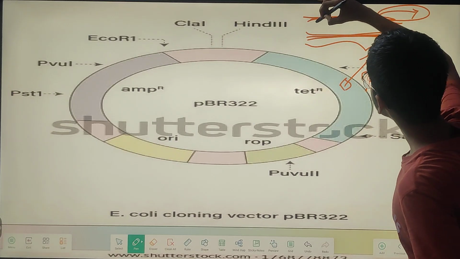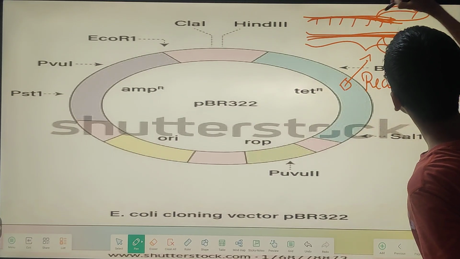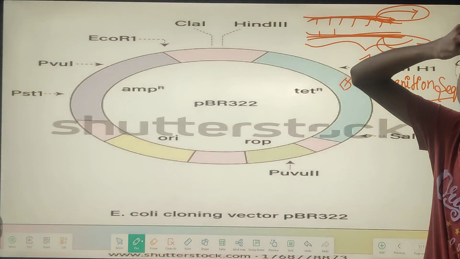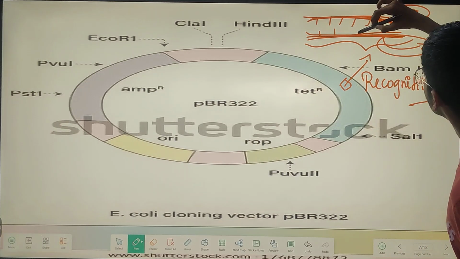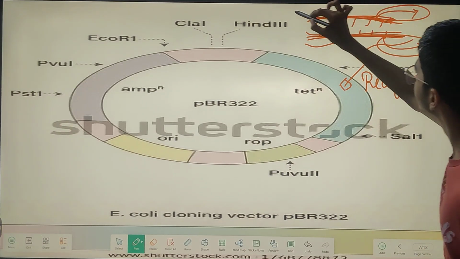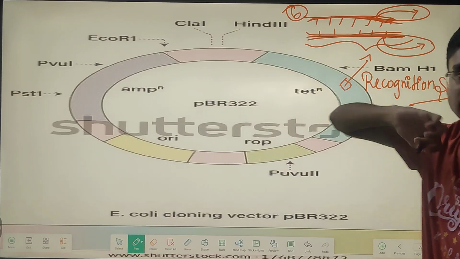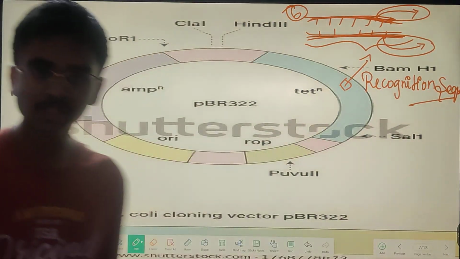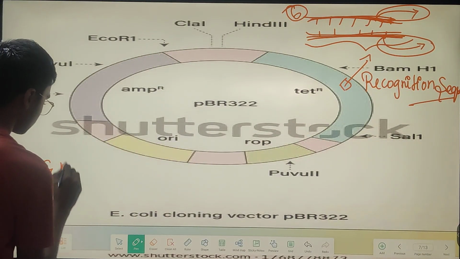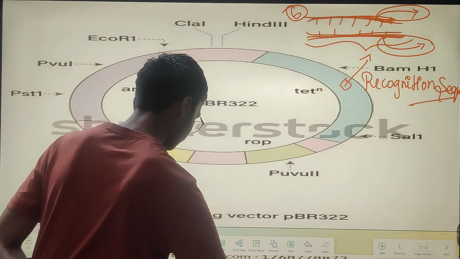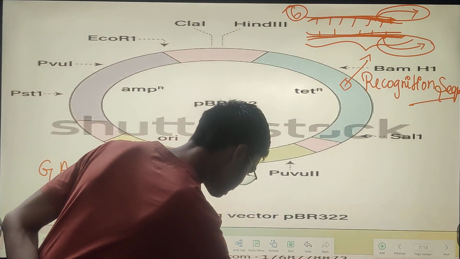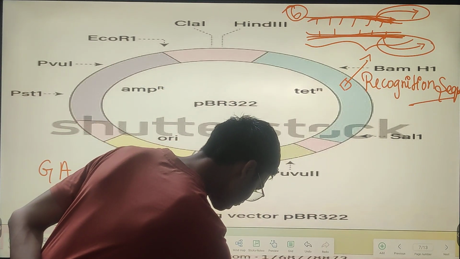So here there will be some nucleotides, some nitrogen base pairs. Here also some nitrogen base pairs will be there, and most likely there will be 6. For an example, the best recognition sequence that I can give you is GATC, that they will be calling it. We can call it GATC, which is a very good example.